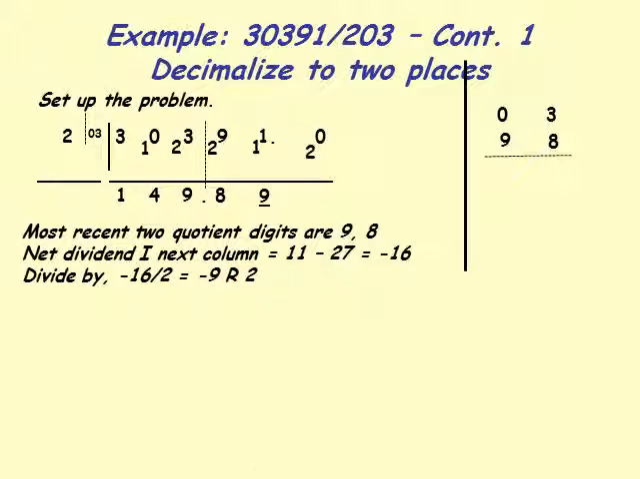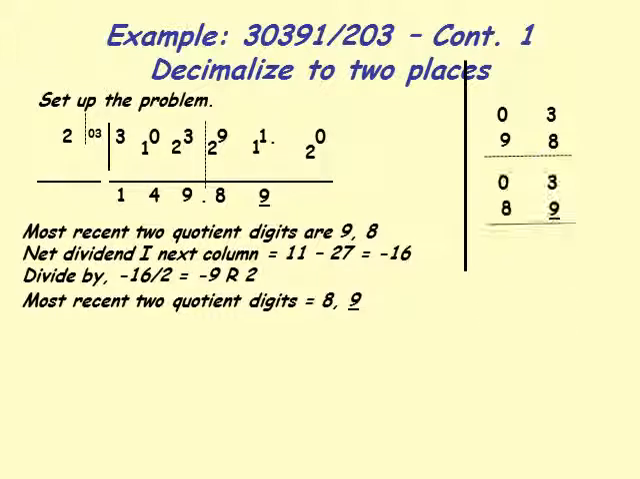Let's continue here. So minus 9 and remainder is 2. Now we have 8 and a negative 9 as my most recent quotient digits. So the setup for the adjustment is these two digits. I multiply 3 times 8 and 0 times negative 9. 3 times 8 is 24 and 0 times negative 9 is 0. So they add up to 24.